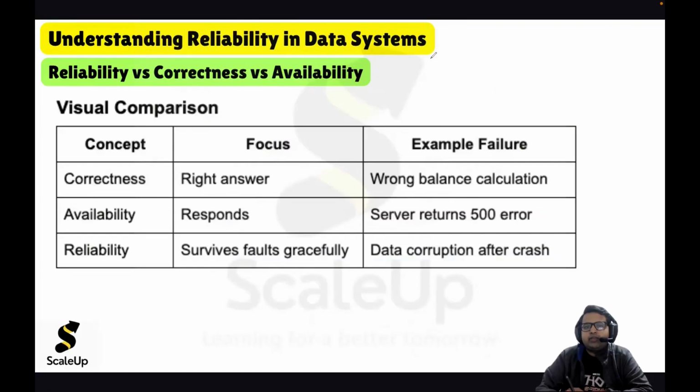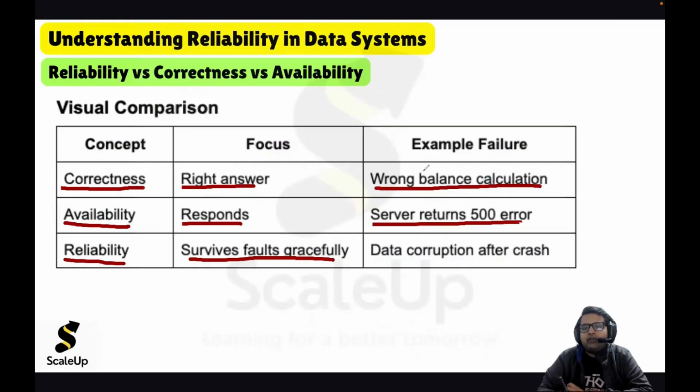So let us look at a table to get a clearer insight. If I talk about correctness, correctness is about giving the right answer, and an example failure is wrong balance calculation. Availability is about responding on time, responding to the incoming request, and an example failure is the server returning a 500 error. It means the system is down. And reliability means surviving faults gracefully, and an example failure is data corruption after a crash.